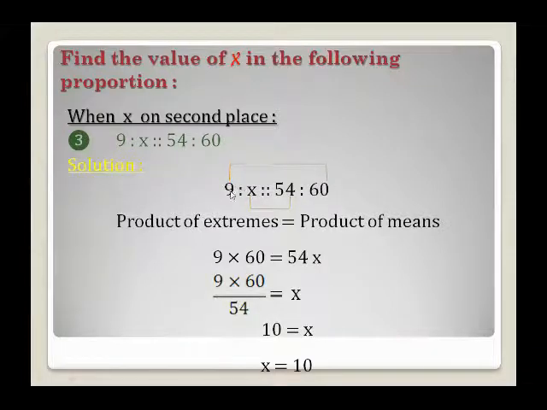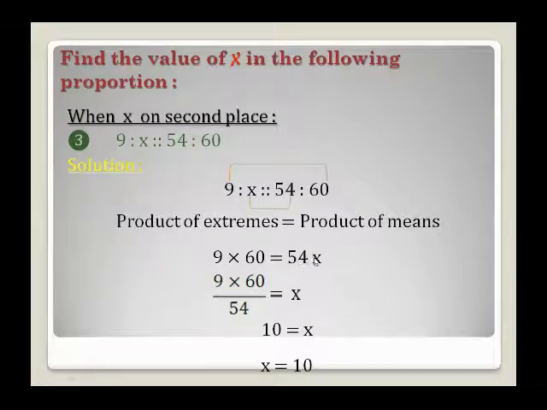As we know that the first and the fourth term are the extreme values. So here we write their product, which is 9 multiplied by 60 is equal to the product of means. Product of means means the middle values, which are 54 and x. So here we write 54 multiplied by x, means 54x.